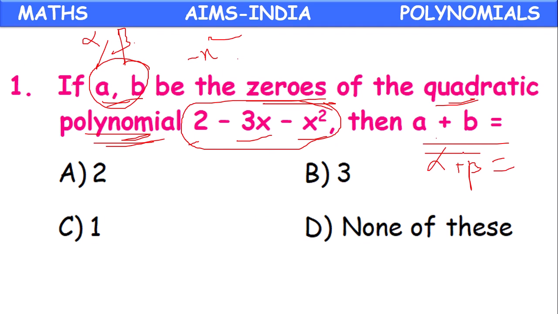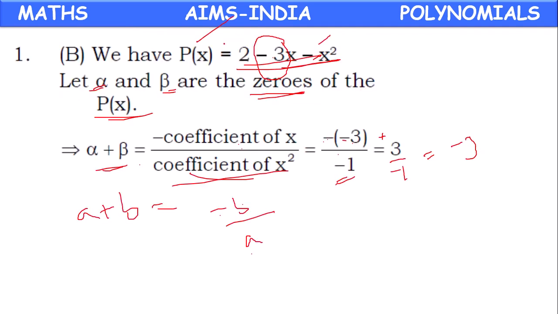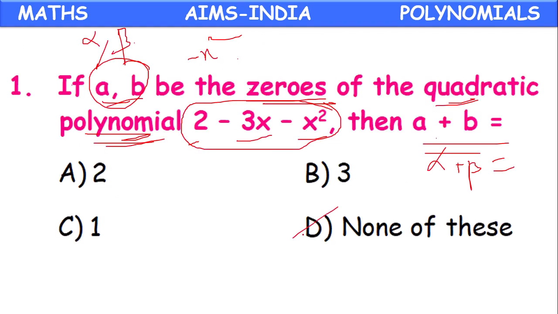So here minus 3 is not there. According to this question, minus 3 is the correct answer. Minus of minus 3 by minus 1, minus into minus plus 3 by minus 1. The answer is minus 3. So we can go with none of these.